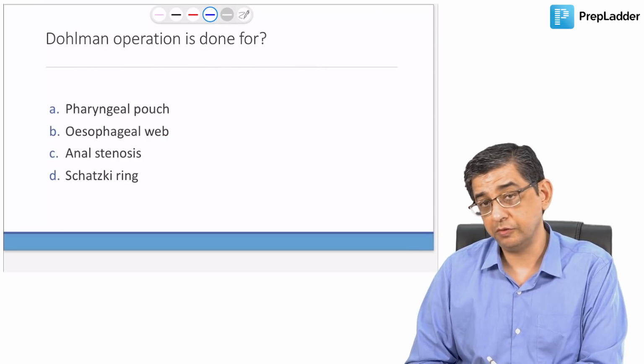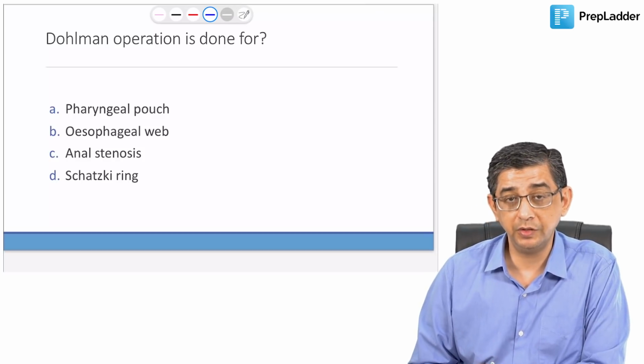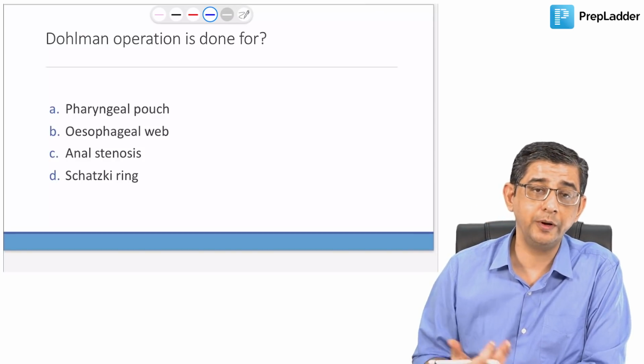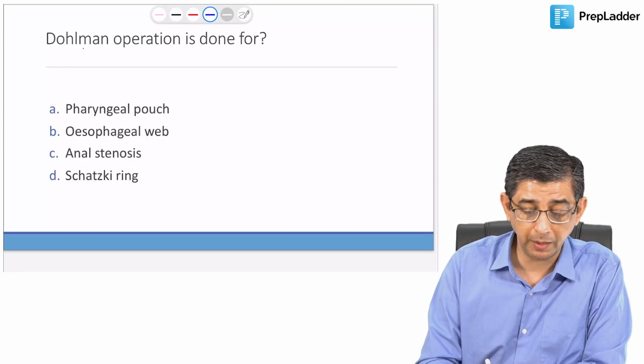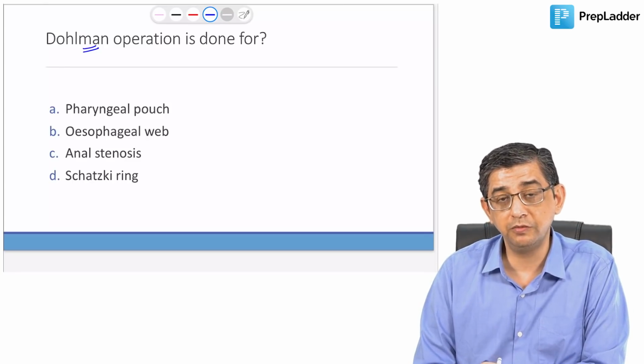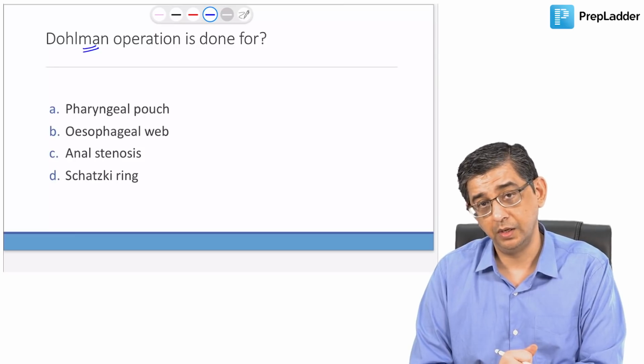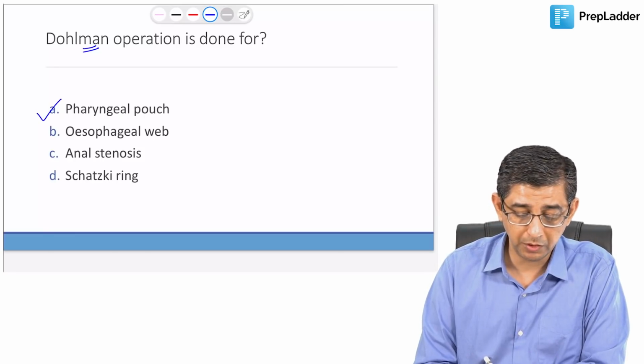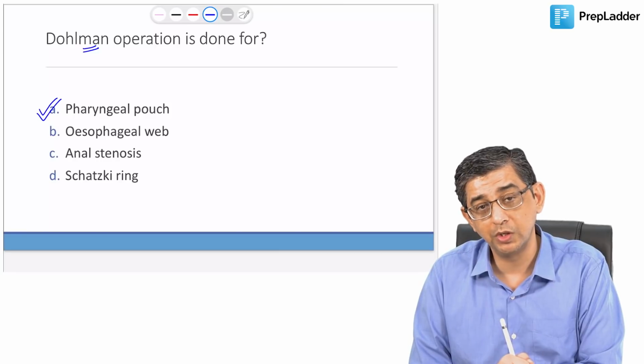Dohlman's operation is done for. Well, I could have left this question mainly for the surgeon, but I decided to incorporate this mainly because we usually skip this. A lot of guys messed up this MCQ. Dohlman's operation is done for handling Zenker's diverticulum. And Zenker's diverticulum would be option number A, that is a pharyngeal pouch.